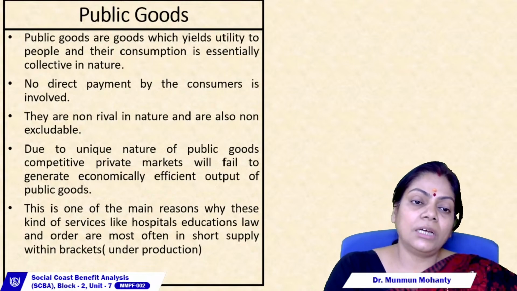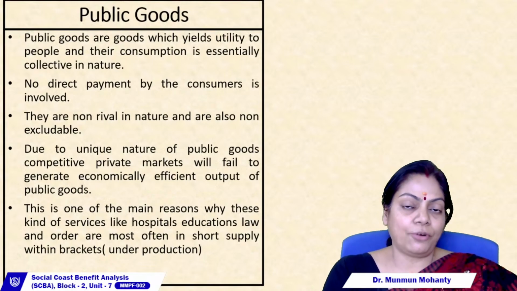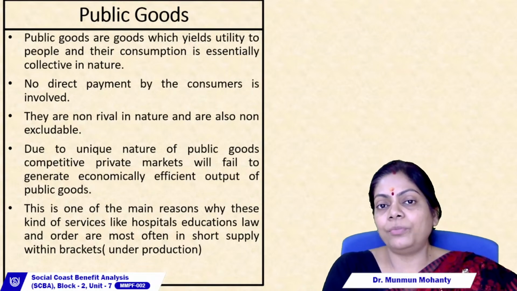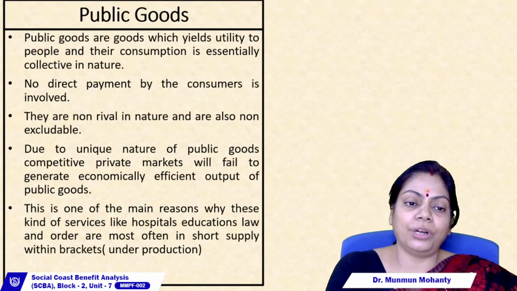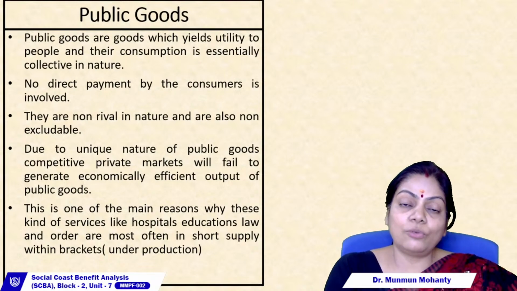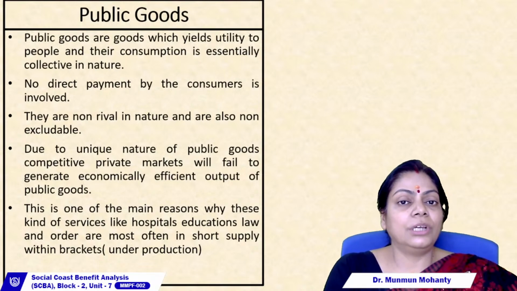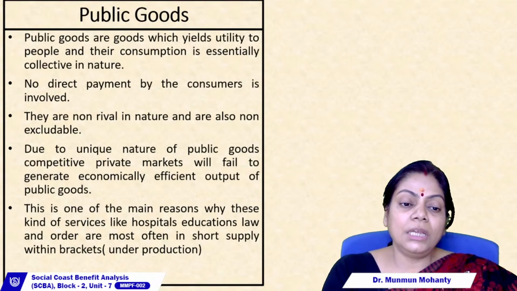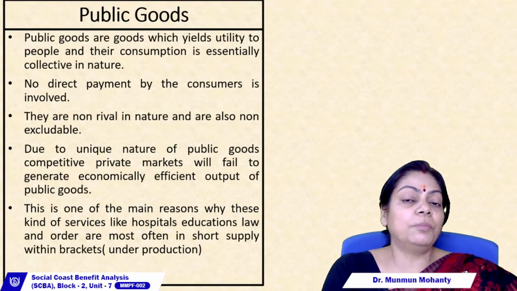Now, the consumers don't directly pay for them. For example, there is a road being constructed. Am I directly contributing to it? No, I'm not directly contributing to it. Their nature is non-rival, and they are also non-excludable. The public goods don't compete among themselves. Due to this unique nature of public goods, the competitive private markets will fail to generate the economically efficient output of the public goods.